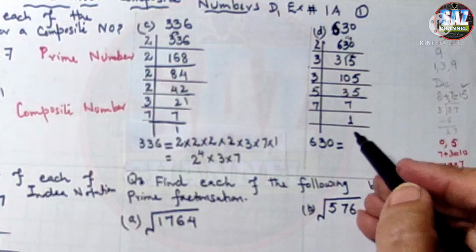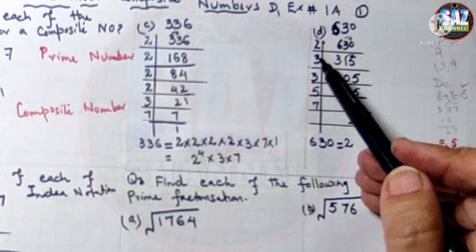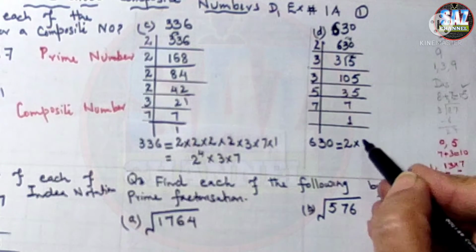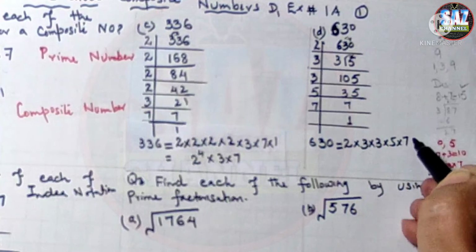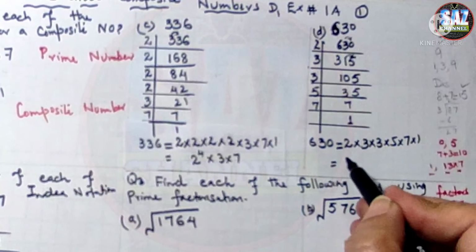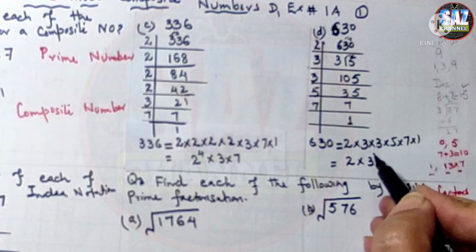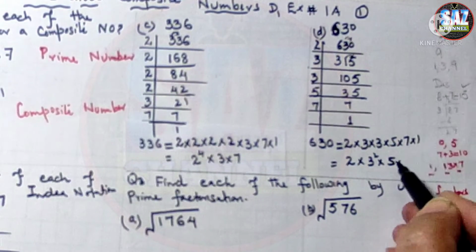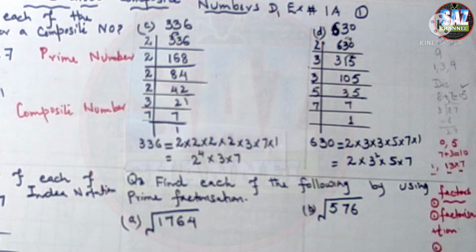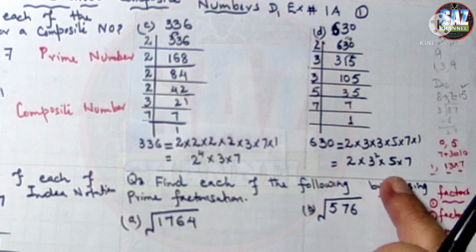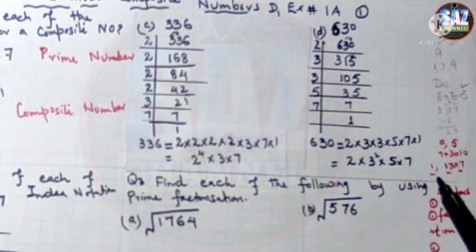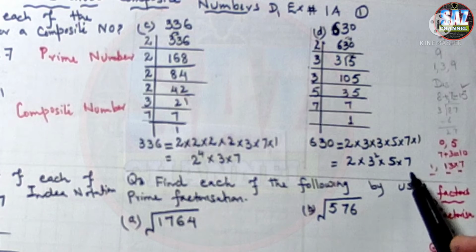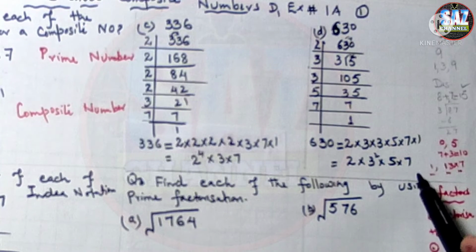So I have to see how many times 2 is coming. Once, and then 3 multiplied by 3, and 5 multiplied by 7 multiplied by 1, and 2 multiplied by 3 square multiplied by 5 multiplied by 7, and then 9 multiplied by 10 is 90, and 9 7s are 63. So it means my working is correct.